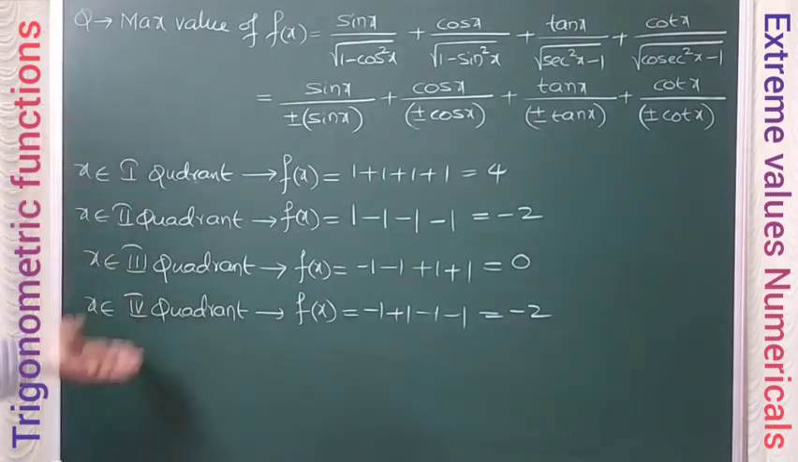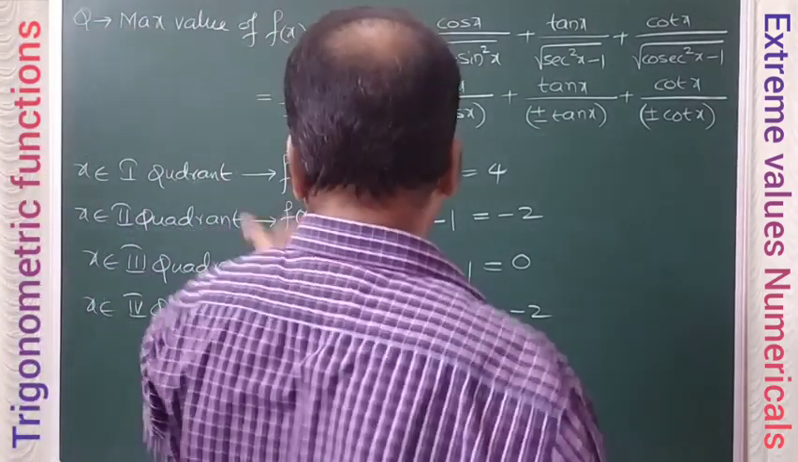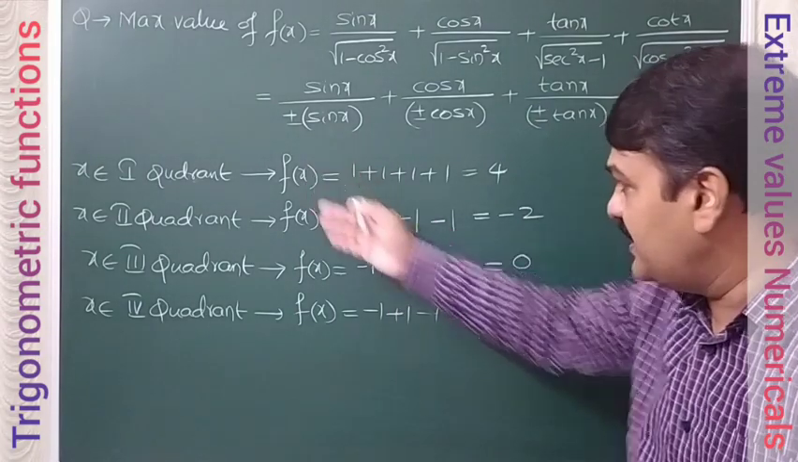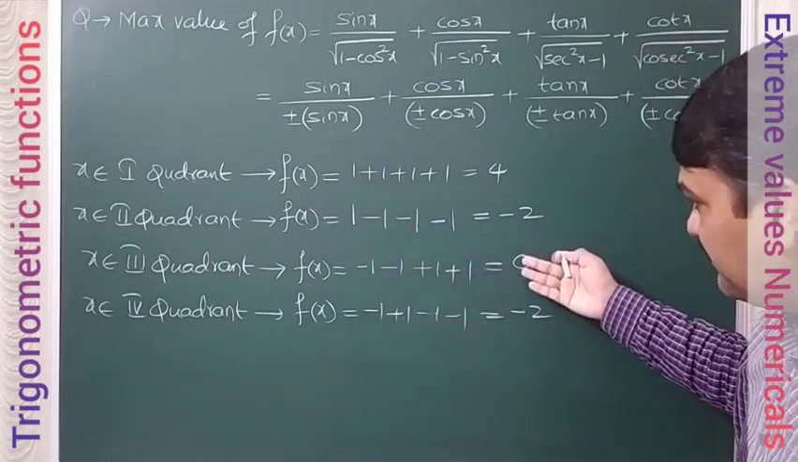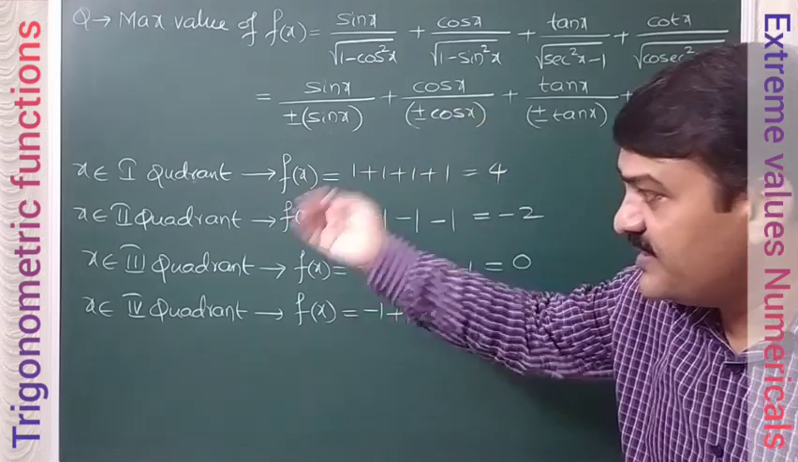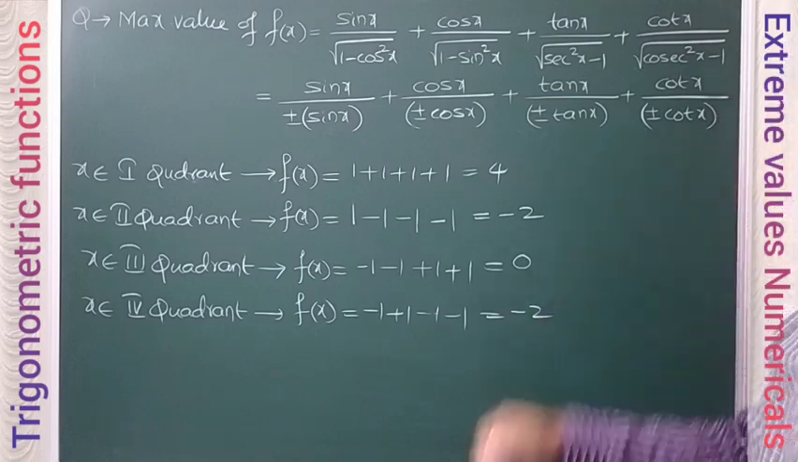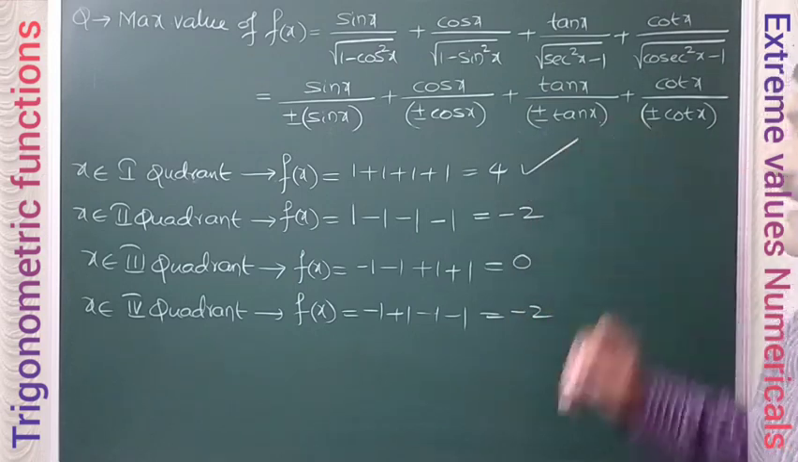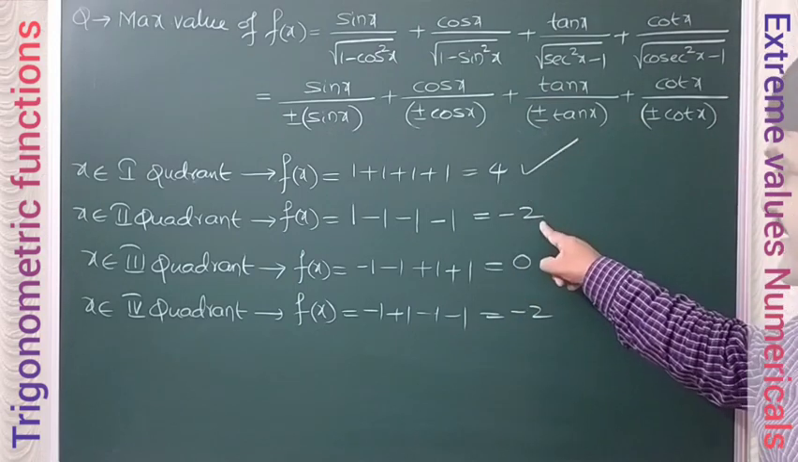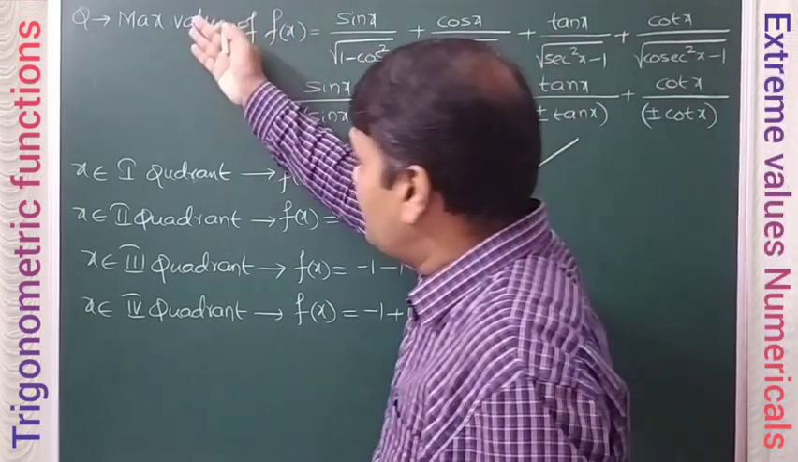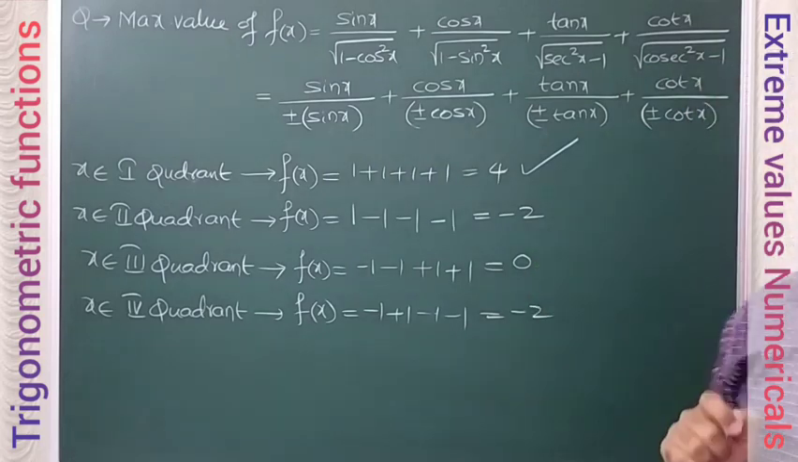So these are the values of f of x based on x lying in different quadrants. So f of x values you can observe can be 0, -2 or 4 based on different quadrants. What is the maximum value of f of x in all these? This is the maximum value and this is the minimum value. So maximum of f of x is 4, whereas minimum of f of x is -2. Of course, maximum is what is required, which will be 4.